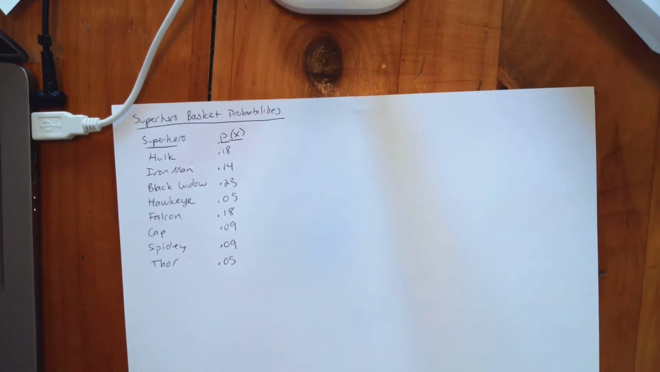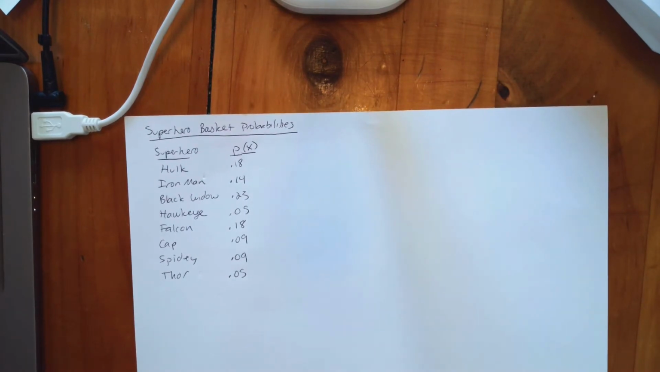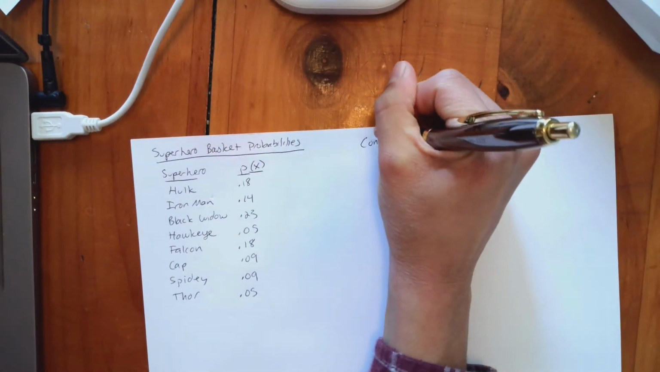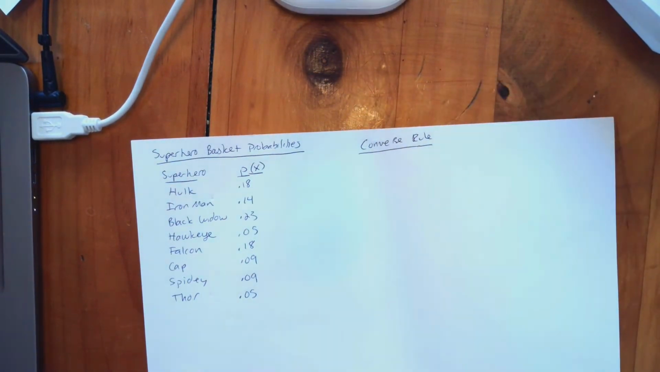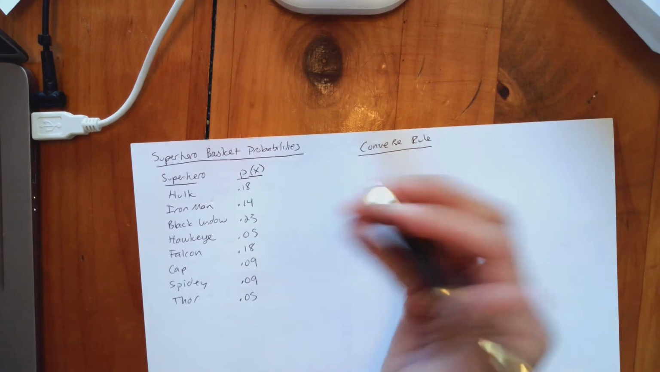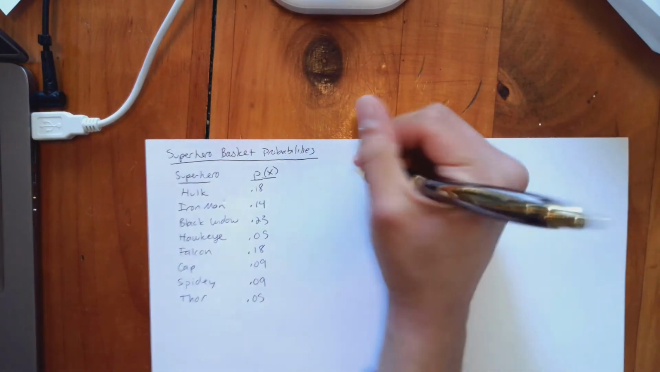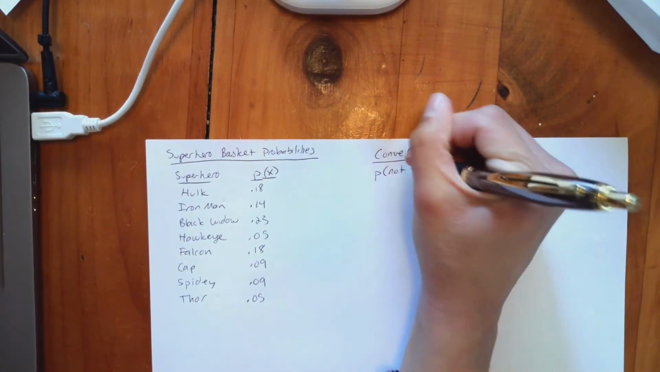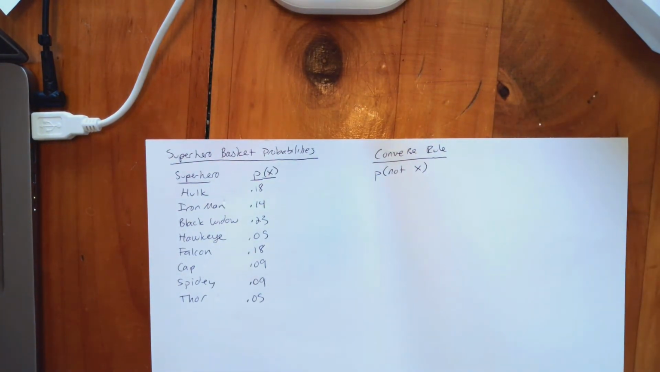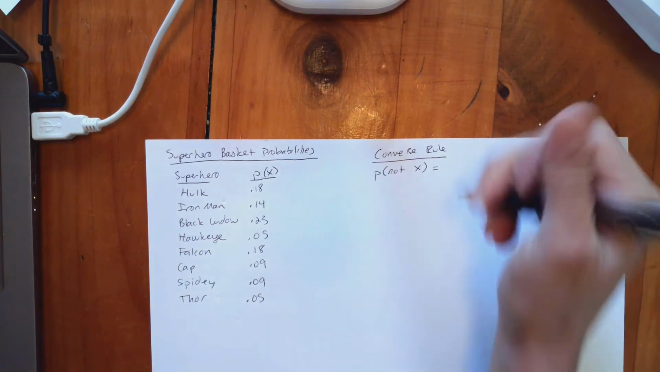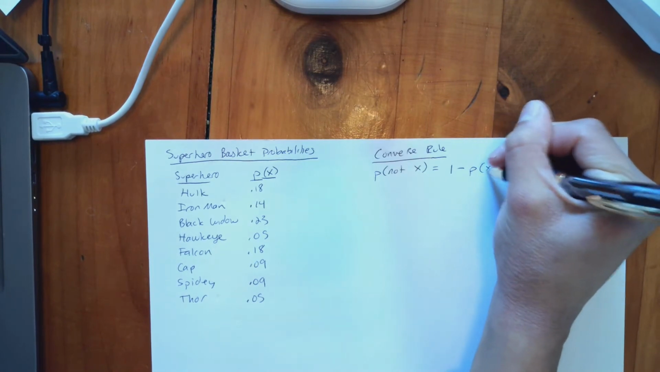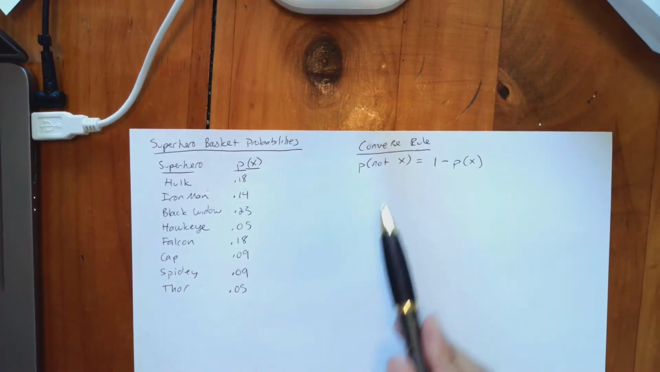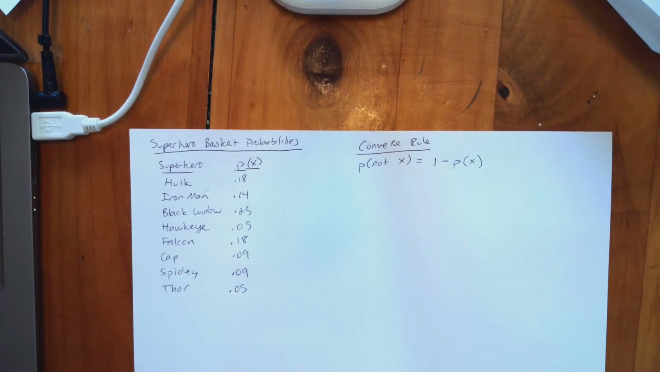So we're going to start with the first rule that I mentioned, which is the converse rule. The converse rule tells you the probability that an outcome will not occur. We're going to write it like this: the probability of getting not x. We find the probability that some outcome will not occur by subtracting the probability of x from 1. So the probability that x will not occur is equal to 1 minus the probability of x.